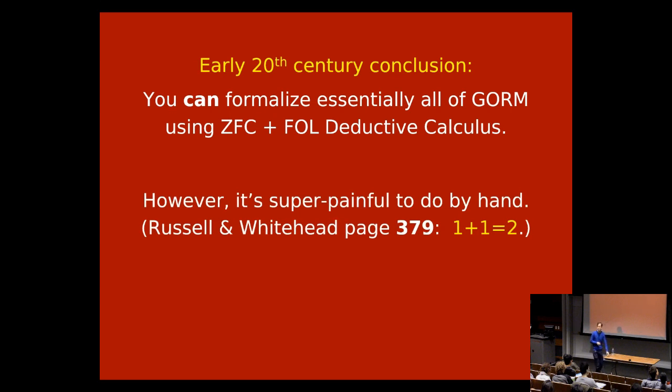So they were mostly pretty happy about that, except that it was super painful. If you remember these guys Russell and Whitehead, they tried to write some books where they actually did this. And I don't know why it took them so long, but they didn't get up to 1 + 1 = 2 until the 379th page.